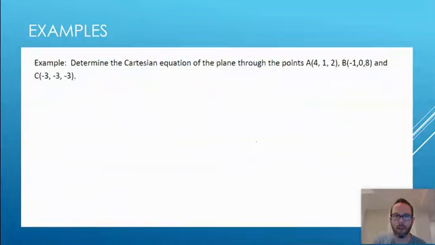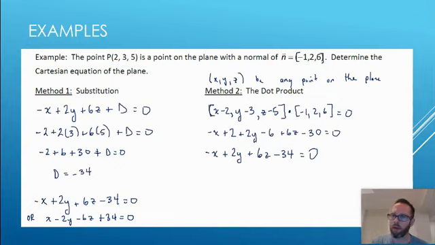Let's do another one. How can we find the Cartesian equation of a plane through these points? We already know how to find the vector and parametric equations in situations like these. But how do we find the Cartesian equation? Remember, in our last example, what did we have? We had a point and a normal. How can we find a normal to this plane?